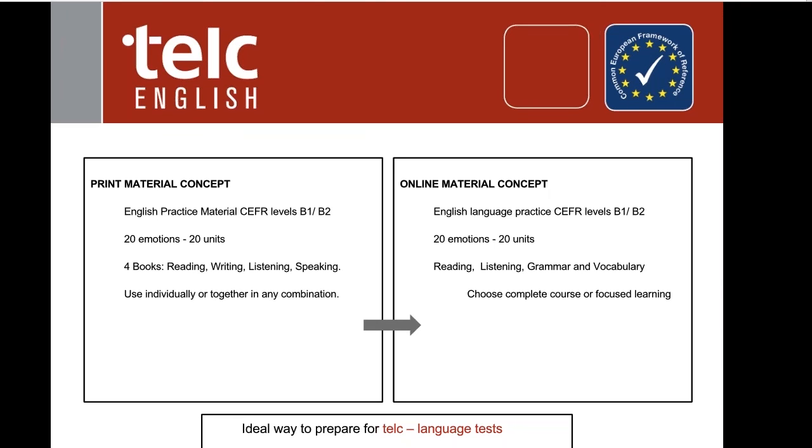Online you can complete a full unit such as amusement or regret, or you can choose to focus on specific skills such as reading or listening. I'm going to show you that in a minute. You're going to have a go at logging on, registering, and going online, and we'll have a look at these as they are, and it'll give you a better idea of what they look like.